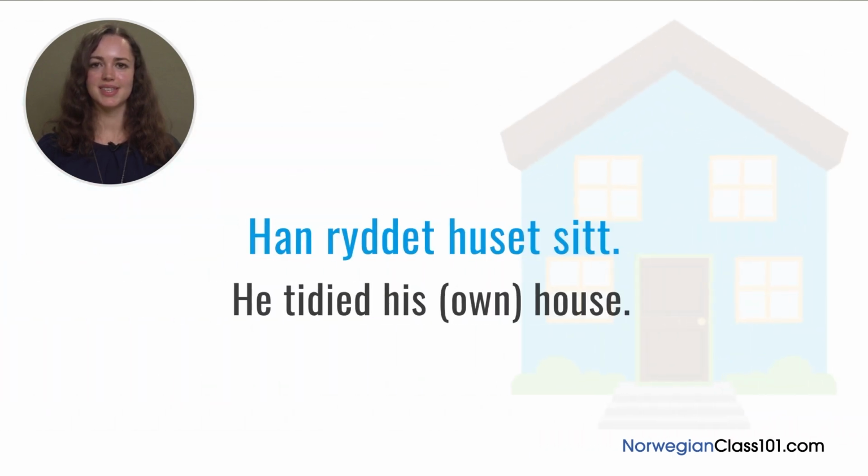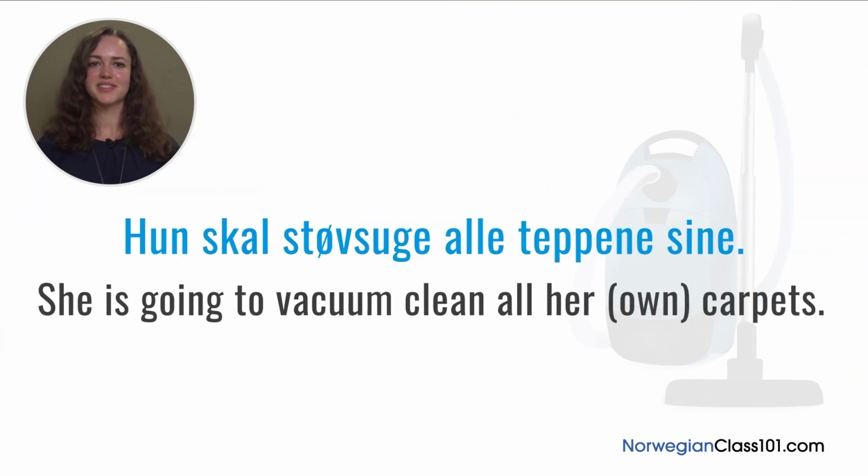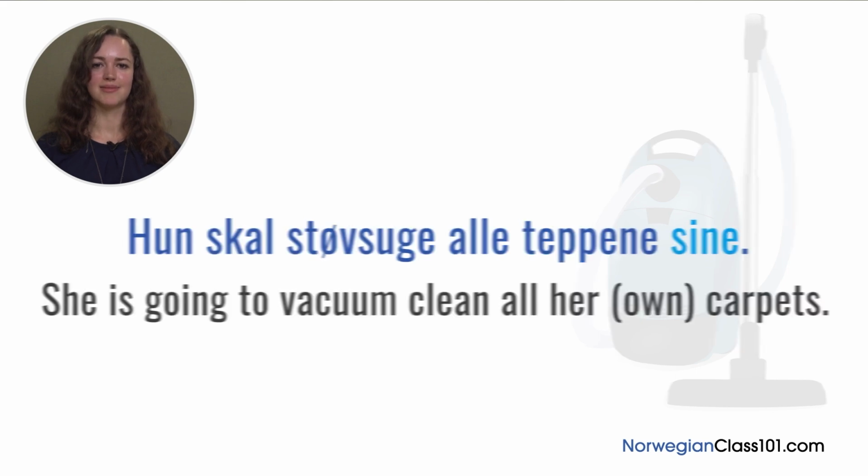Han ryddet huset sitt. He tidied his own house. Hus, meaning house, is a neutral noun, so you use sitt. And last, hun skal støvsuge alle teppene sine, meaning she's going to vacuum all her own carpets. Teppe, meaning carpet, is in the plural form, so you use sine.